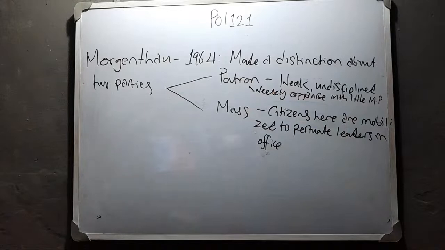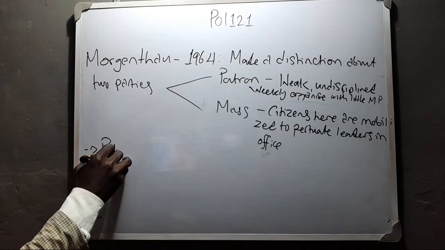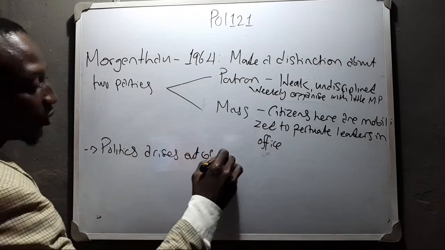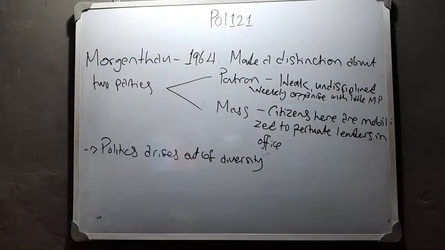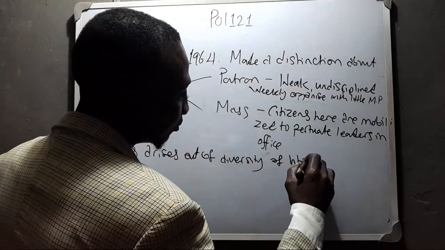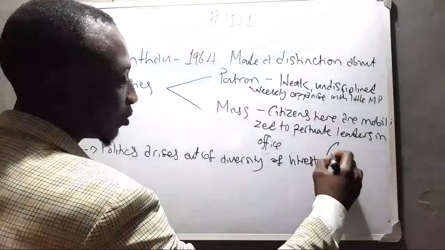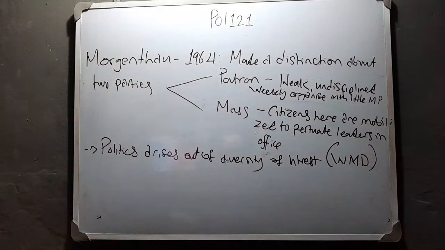Now, the Western model of democracy is that politics arises out of diversity of interest. Politics arises out of diversity of interest, according to the Western model of democracy.